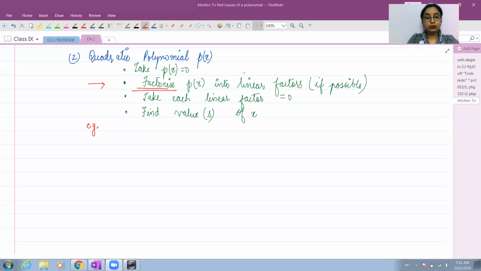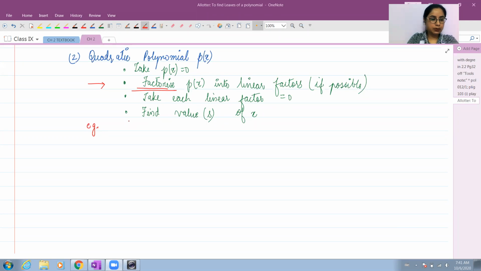Then there is a third option, which we learn next year, because we have a chapter based on quadratic equations. Quadratic equations are quadratic polynomials converted into equations. As for now, we will be focusing on the first two, using identities and splitting the middle term. If anyone does not remember, you can take a look at that chapter. And if you need any help, you can just ask.